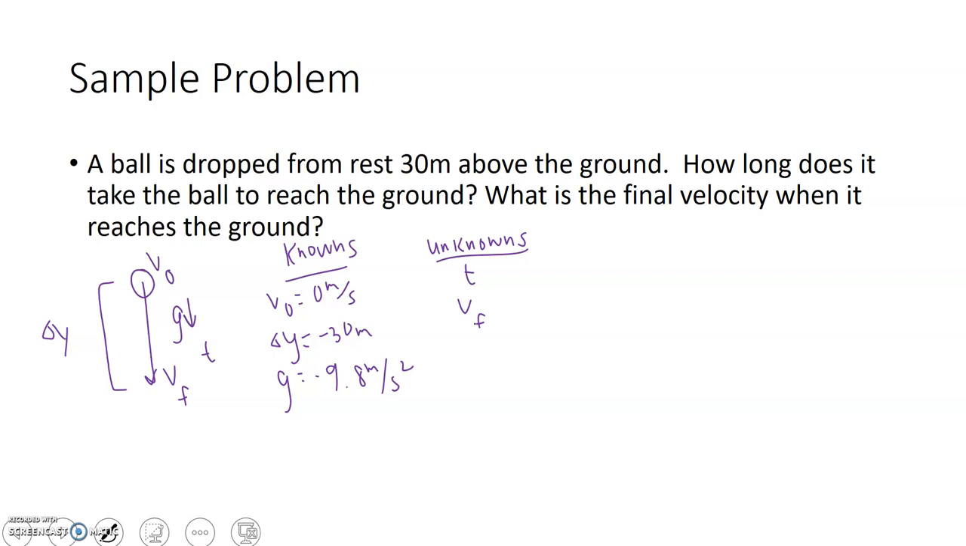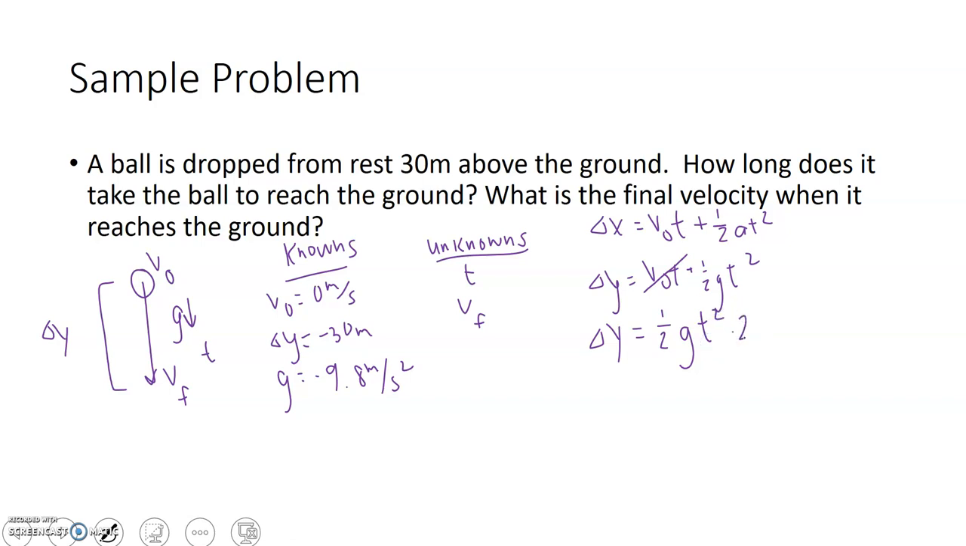So let's solve for the time first. And we don't know the final velocity yet, so we should choose our equation that does not involve final velocity. Looking at your equations, you'll see the displacement is equal to the initial velocity times time plus 1/2 a t squared. We'll rewrite this vertically and see that we have all of the variables we need to solve for time. So the initial velocity times time cancels. We're left with vertical displacement is equal to 1/2 g t squared.